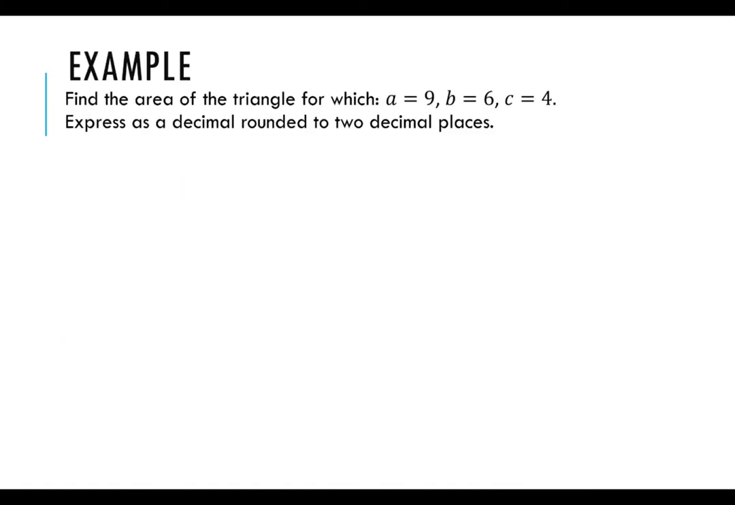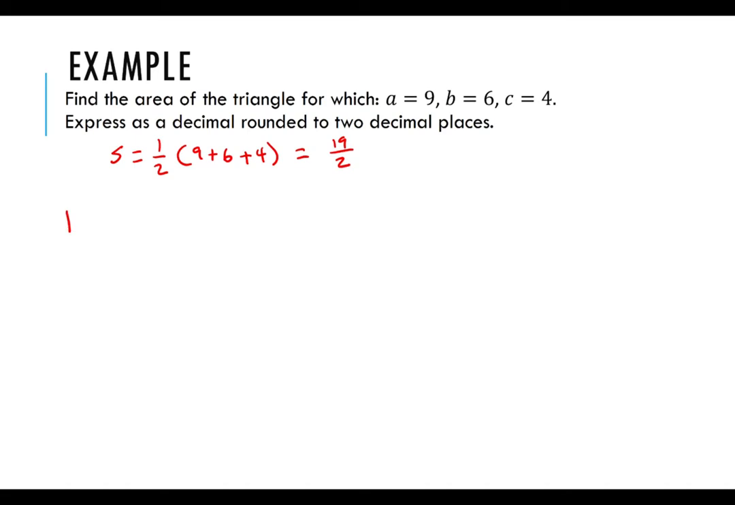Let's try it. If we're trying to find the area of a triangle for which a is 9, b is 6, c is 4, we need to find two things. We need to find this thing called the semi-perimeter. And so s is equal to 1/2 of the sum of the sides. So 1/2 of 9 plus 6 plus 4. I get that it's 19/2. I don't want to round yet because I don't want to create error.